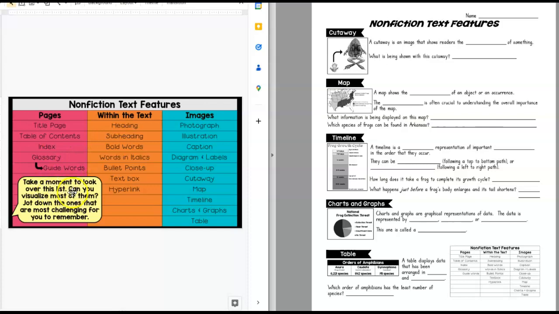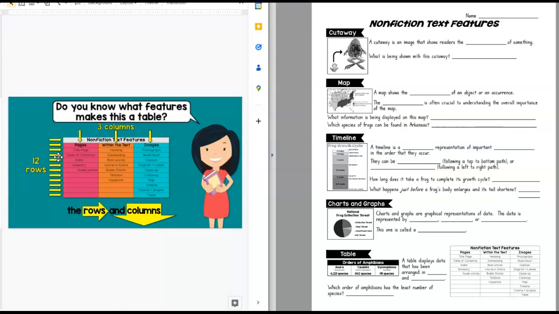Take a moment to look over this list. Can you visualize most of them? Can you remember what they looked like? That's what it's asking. Can you visualize them? Do you remember what a table of contents looks like? Do you remember what a glossary looks like? Okay. Do you know what features make this a table? Well, that's because this is a row, this is a row. Oh my, 12 rows back and forth. And the columns, there are 3 columns.